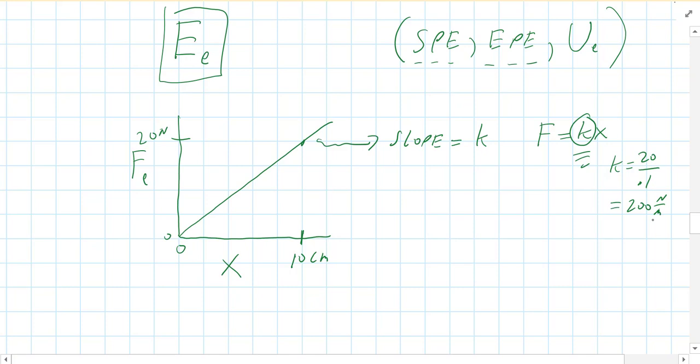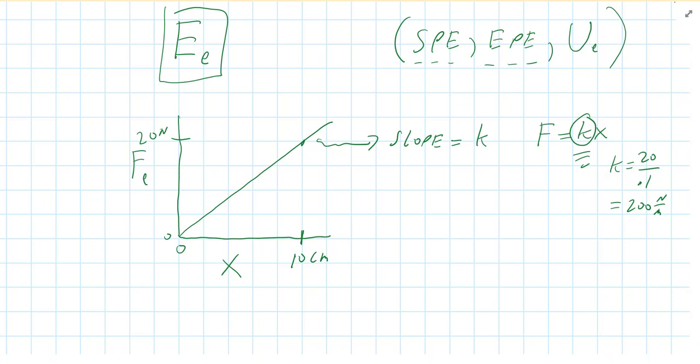So how do you figure out the energy stored in the spring? It's not a force. Force is not energy, and energy is not force. We use forces to get energy, but they're not the same thing. So how do we figure out the energy stored in the spring, or how much work we did to stretch it? Well, it turns out there's a couple ways.